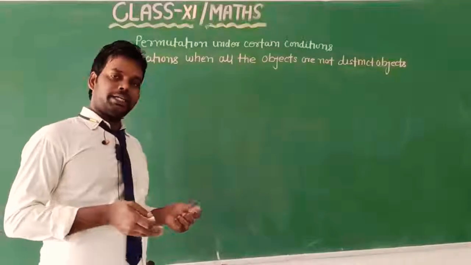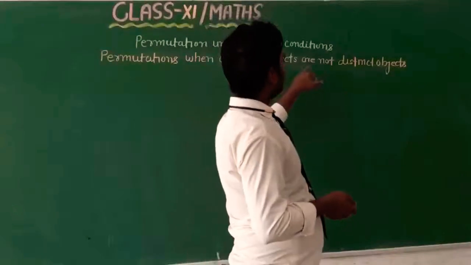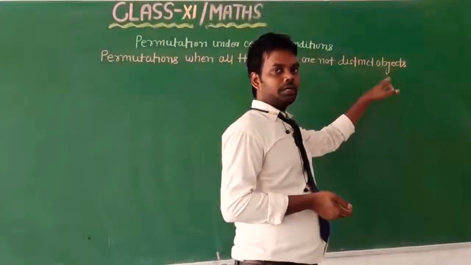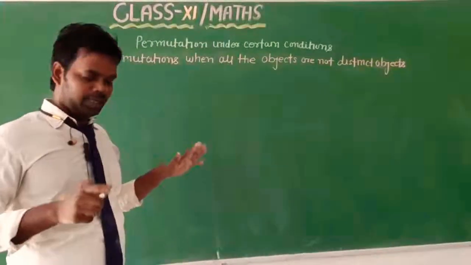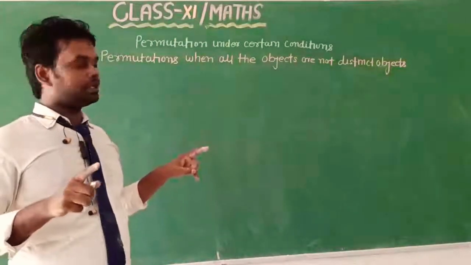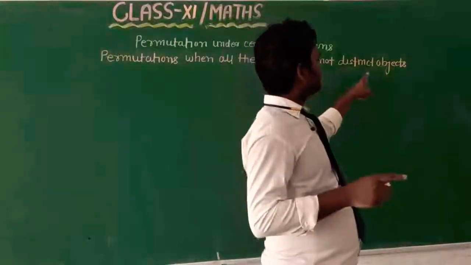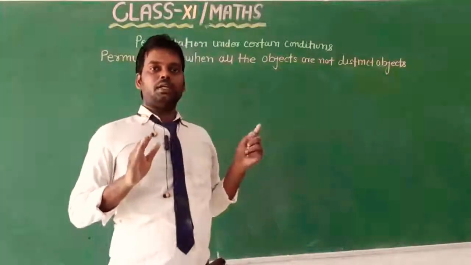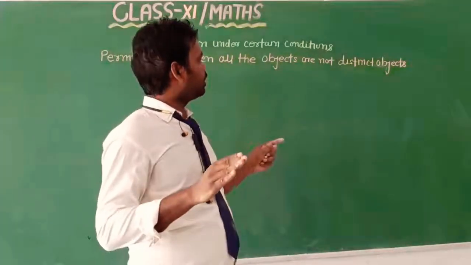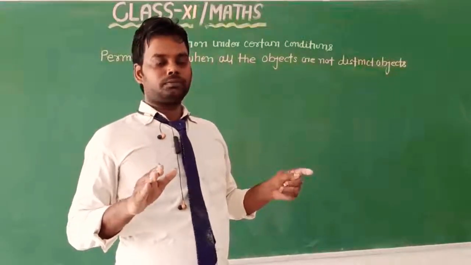So the first condition is permutation when all the objects are not distinct. So this is the condition of permutation when all objects are not distinct objects. In this case, what will be the permutation?